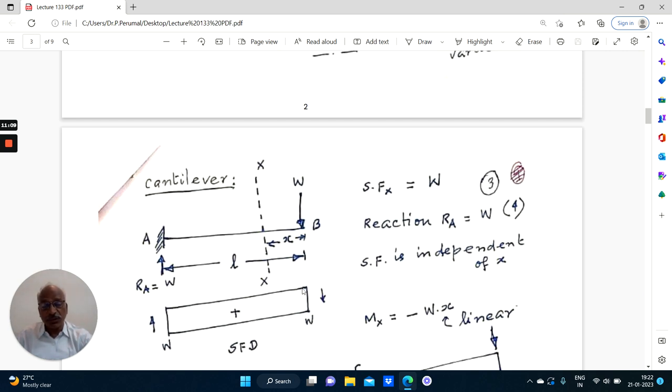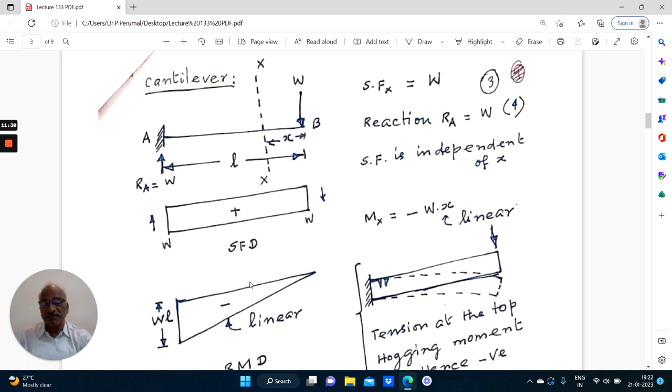W downwards, this is the horizontal line for the shear force diagram, W down, with no variation up to A. Therefore at A the reaction R_A will be equal to W, because this is the only support; whatever the load, the total load will be taken by this support. So the shear force is independent of x, therefore it is constant. It is a rectangle having W and W at the ends.